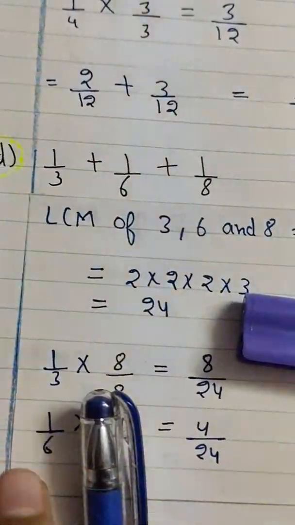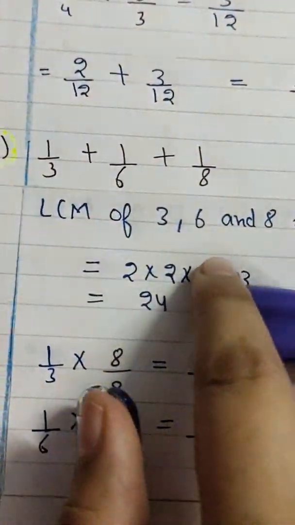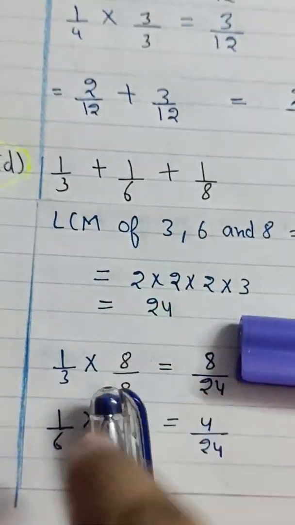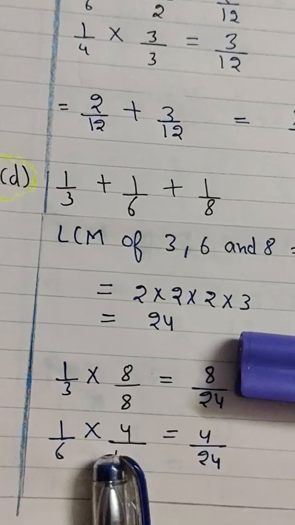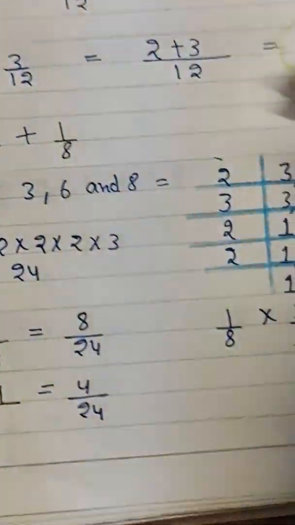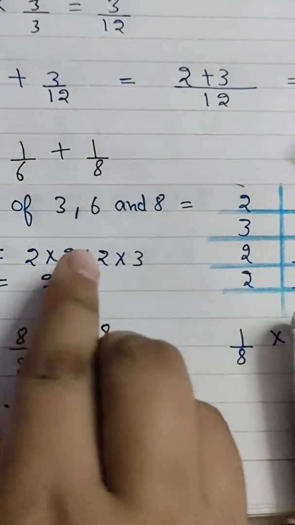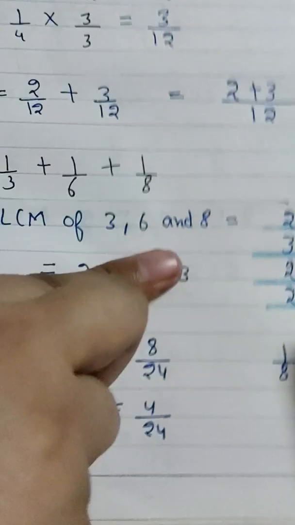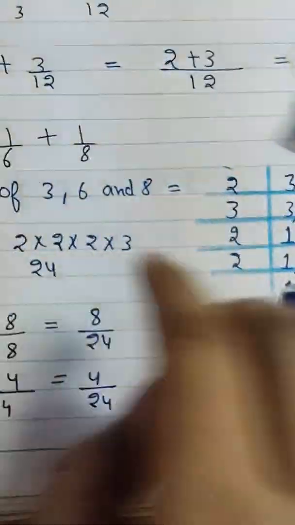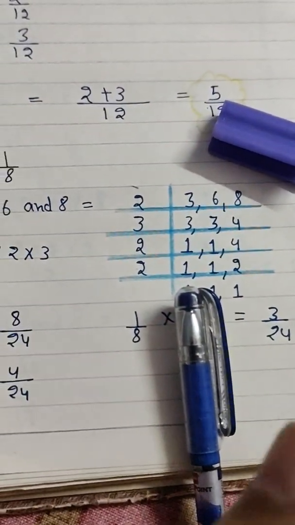Now 6, what number should I multiply with 6 so that it becomes 24? Now you leave this 2, 2 times 3 is 6, so leave this, and 2 times 4 is 8. Sorry, it is 4, so you will write 4 in the denominator and numerator also. So 1 times 4 is 4. Now here also, 8, what should we multiply it by? 2 multiplied by 2 multiplied by 2 is 8, you leave that, and what is left is 3. So what you will do is 8 times 3 is 24, 1 times 3 is 3, so you have got this answer.